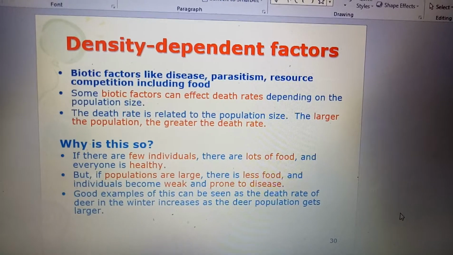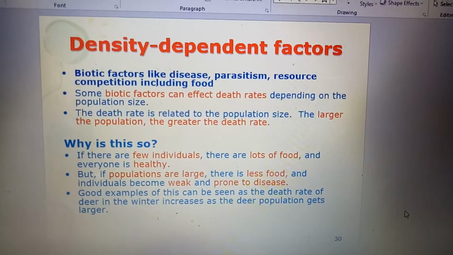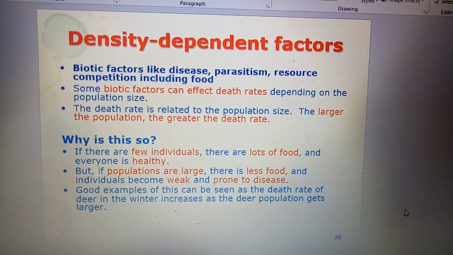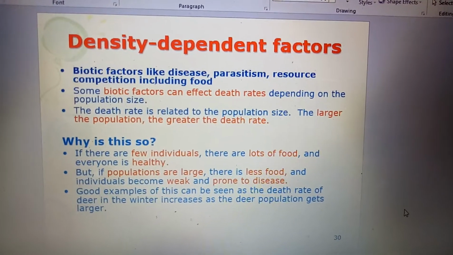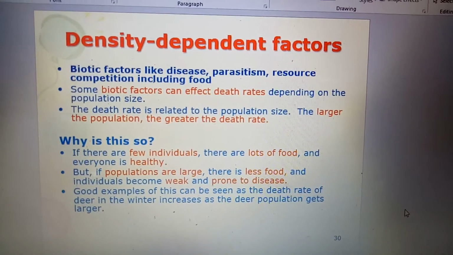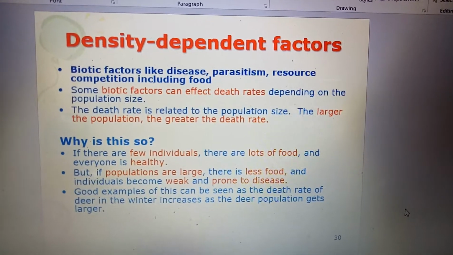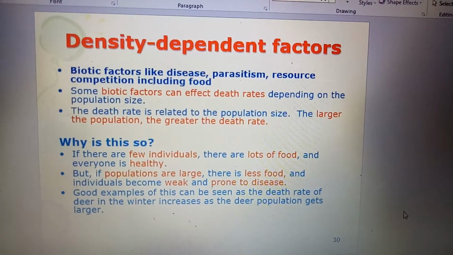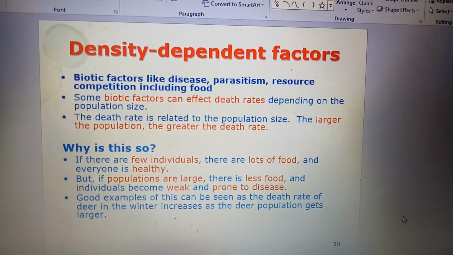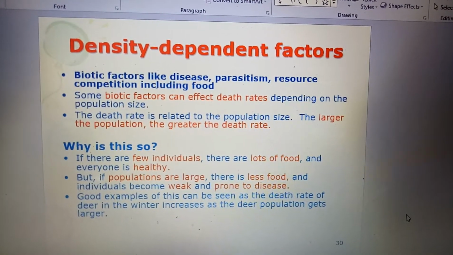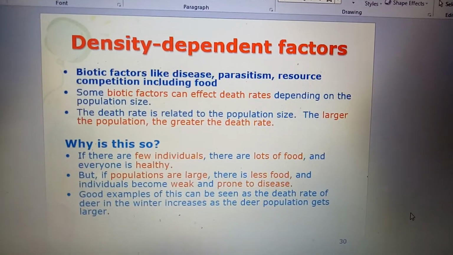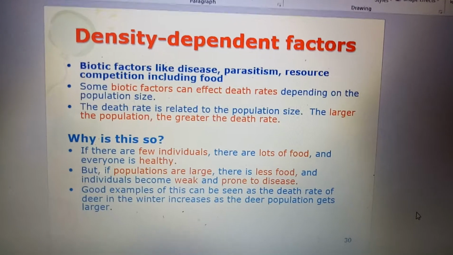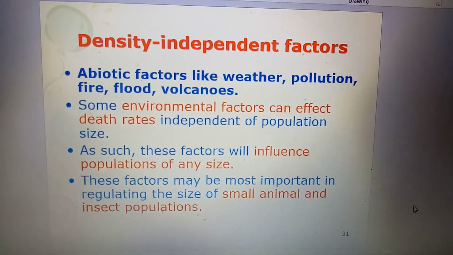Some biotic, living component factors can affect death rates depending on the population size. The death rate is related to the population size: the larger the population, the greater the death rate. Why is it so? If there are few individuals, there is lots of food and everyone is healthy. But if populations are large, there is less food, and individuals become weak and prone to disease. A good example is that the death rate of deer in the winter increases as the deer population gets larger.